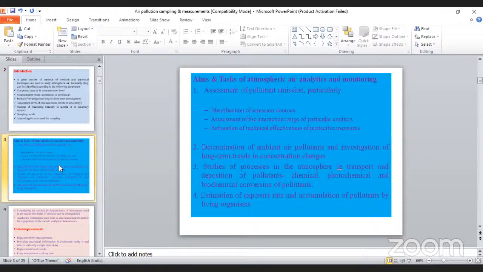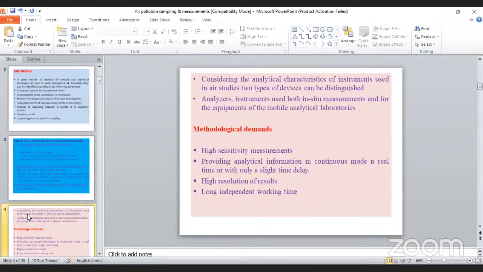Those processes have to be studied, along with the chemical, physicochemical, photochemical and biochemical conversion of pollutants, how they are converted from one form to another by different chain reactions. And the estimation of exposure rate and accumulation of pollutants by living organisms also needs to be done. All these things we have to keep in mind to do the study.